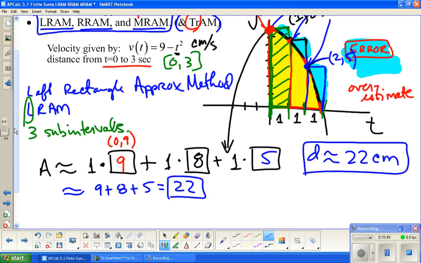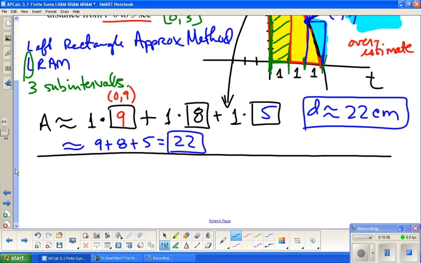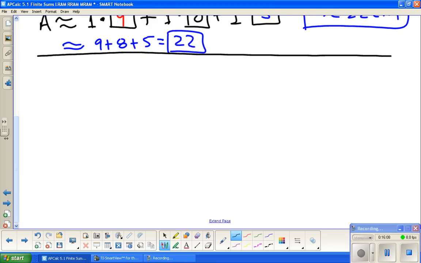Okay, all right, I'm going to go through right RAM and mid-RAM, sorry, it's early in the morning, and we'll go from there, and then we'll call it a day. So I have 2 more RAMs to do. Okay, so again, we're still on 9 minus t squared. What I want you to do is see what happens here.